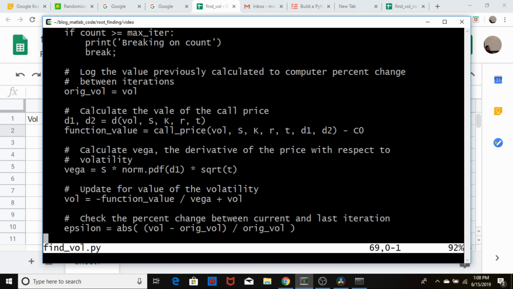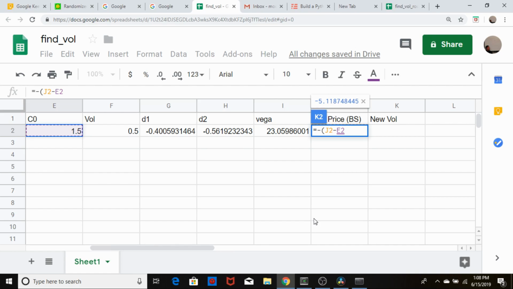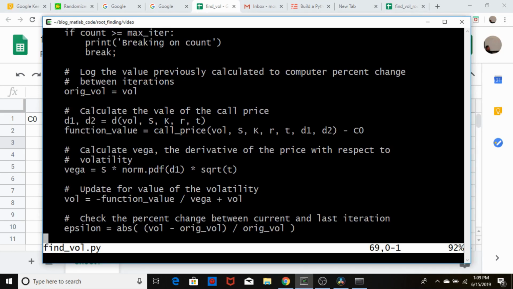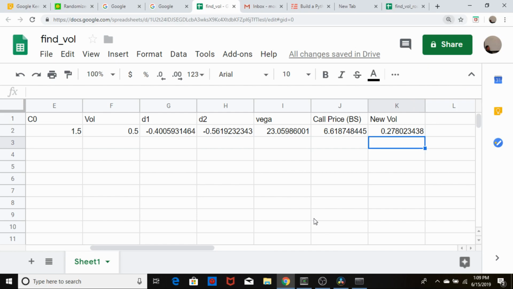So it's minus the quantity. So this is equal to minus the quantity of the Black-Scholes call price minus the actual call price. I believe it was divided by Vega. I'll go back and check this. So there's Vega. And now I need to add the original volatility in, if I remember the formula correctly. So let's see. Did I do that right? Function value divided by Vega plus Vol. Yeah, that's good. So now we have an updated volatility. So we've gone from 50% to 27%. And we are ready to go.